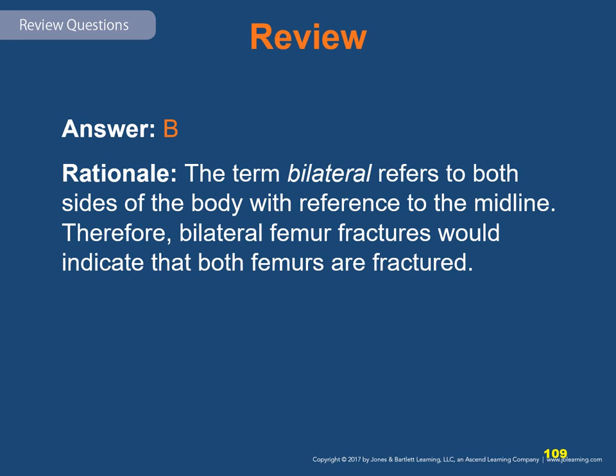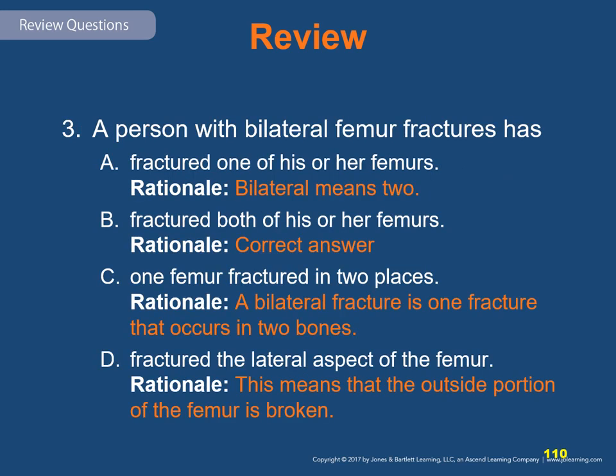The term bilateral refers to both sides of the body with reference to the midline. Therefore, bilateral femur fractures would indicate that both femurs are fractured. Let's look at the other parts of the question and see why those were incorrect. A person with bilateral femur fractures has fractured one or more of his or her femurs. That's incorrect because bilateral means two, both sides of the body. And of course, that's the correct answer on B, fractured both femurs.